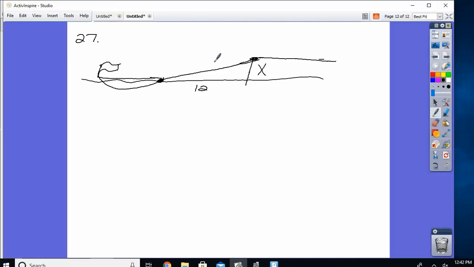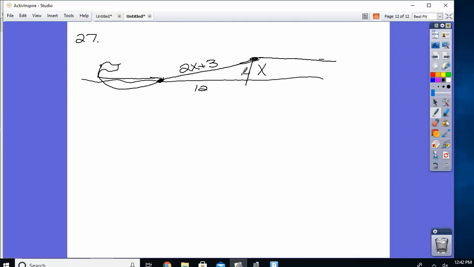3 feet more than. What does more than mean? 3 plus X. Twice the height, that would be 2x. So 2x plus 3 or 3 plus 2x. Alright, then we have to find the height.